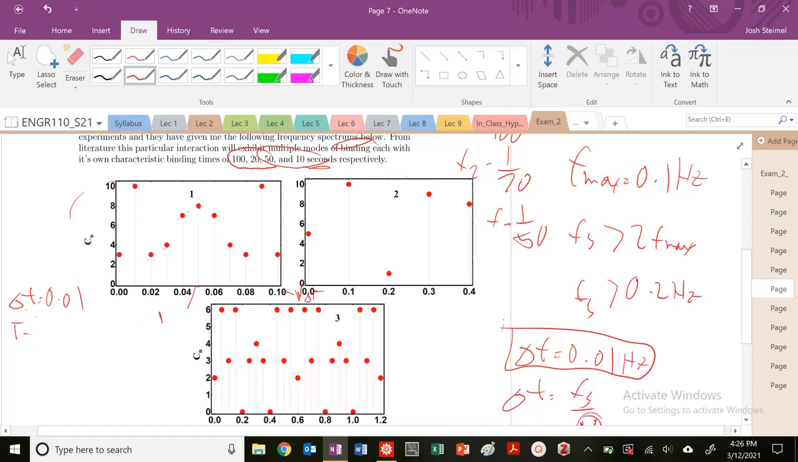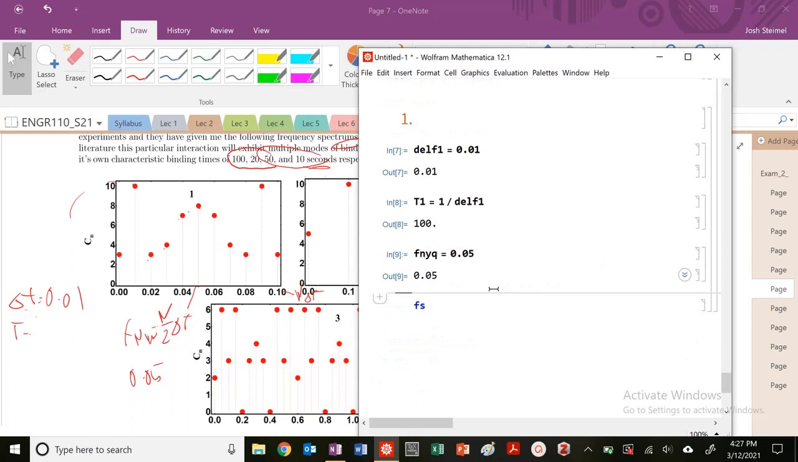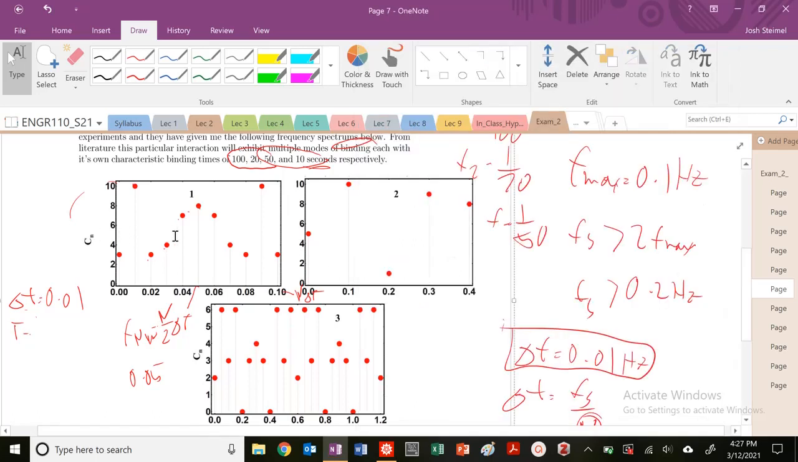Here, this is n divided by 2 delta f, which is equal to my f Nyquist, which is equal to 0.05. So that is my f Nyquist. You got that. That means, again, from our relationship in the previous problem, we know that f Nyquist is equal to f sub s over 2. So let's go ahead and write that down. f Nyquist equals f sub s over 2.